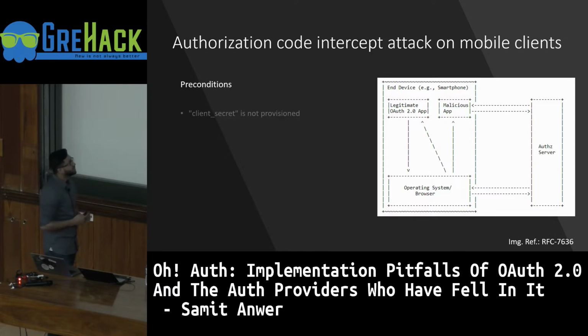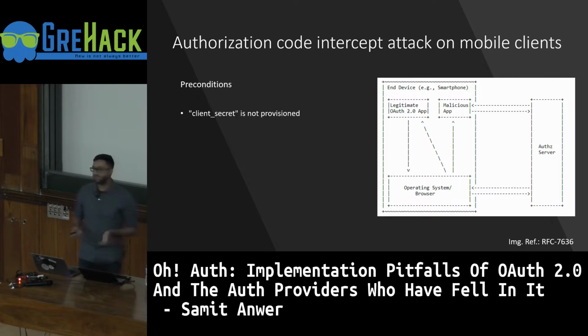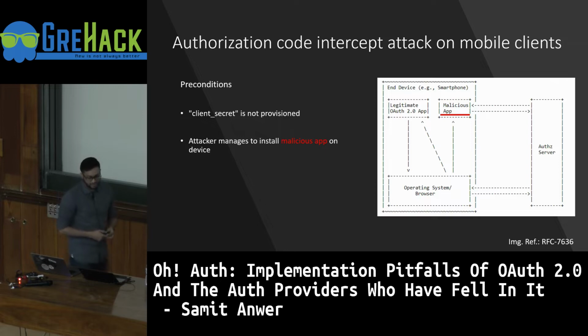The precondition for this attack is that the client secret shouldn't be provisioned, and since it's a mobile application, we already know that the client secret is not even provisioned for mobile apps or is useless. It can easily be figured out. That's one precondition. The other one is that the attacker should be able to install a malicious application on the mobile device of the end user.